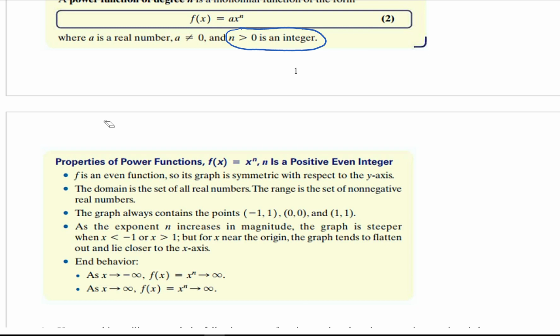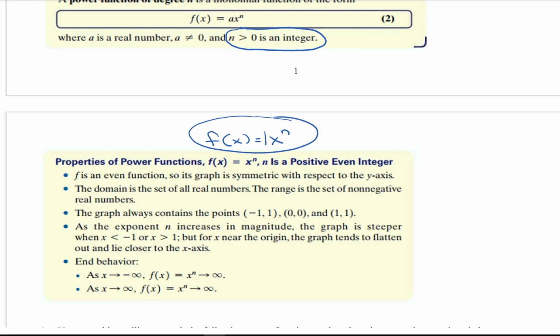Next, the graph always contains the points -1, 1, 0, 0, and 1, 1, right? And that's because we're working with f of x is equal to x to the n. It's got to be basically of this form in order for that to happen. So notice that it does have a coefficient of 1 in that case. So that's why we're working basically with the simplest general form of a power function.